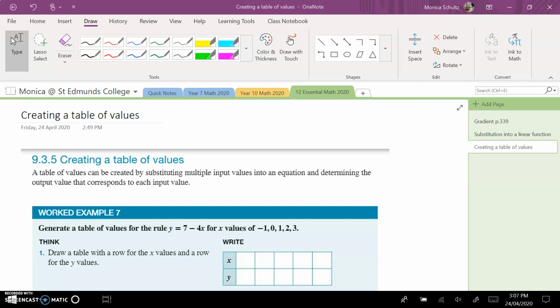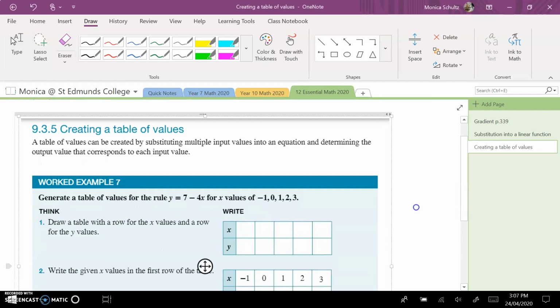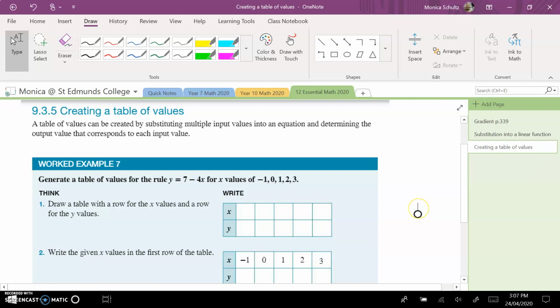So this video is us creating a table of values, and this is for a linear function. We're not moving on to any x squares, we're just dealing with x so far. So we've been told we're generating a table for the rule y equals 7 minus 4x. And then we'll highlight that there. And we want it for the x values -1, 0, 1, 2, 3.